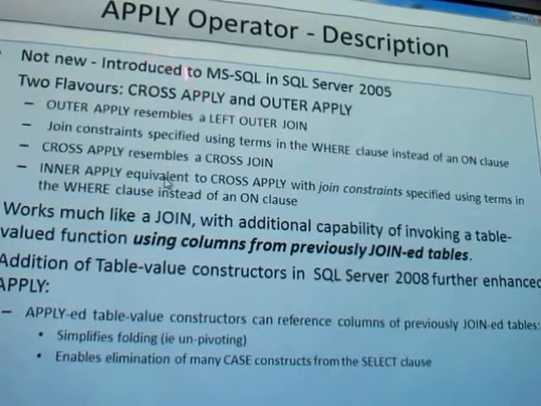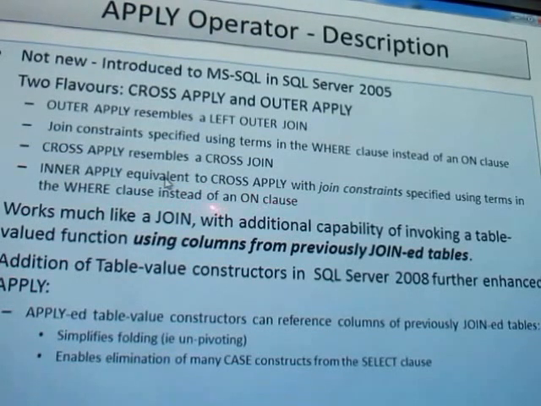The apply operator, it's been in MS SQL since SQL Server 2005, comes in 2 flavors, cross apply and outer apply. The outer apply resembles a left outer join with the join constraint specified in the where clause instead of an on clause. The cross apply similarly resembles a cross join. And you can generate an "inner apply", I forgot to put the inner in quotes there, equivalent to the cross apply, but you simply add join constraints as in the outer apply in the where clause instead of an on clause. So you actually get all 3 flavors available.